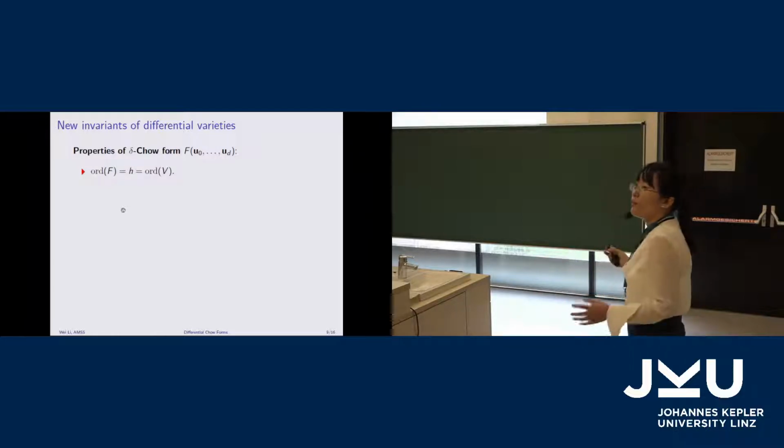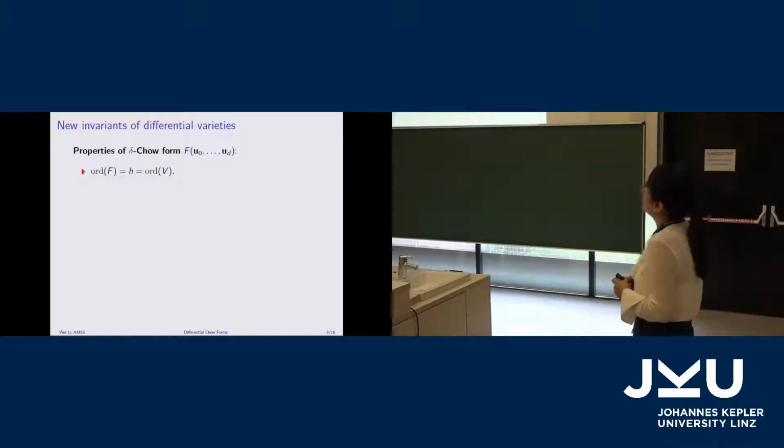The differential two forms have similar properties to the properties of the algebraic two forms. And through differential two forms, we can introduce new invariants for differential varieties. Of course, first it can reflect the known invariants of the differential varieties.